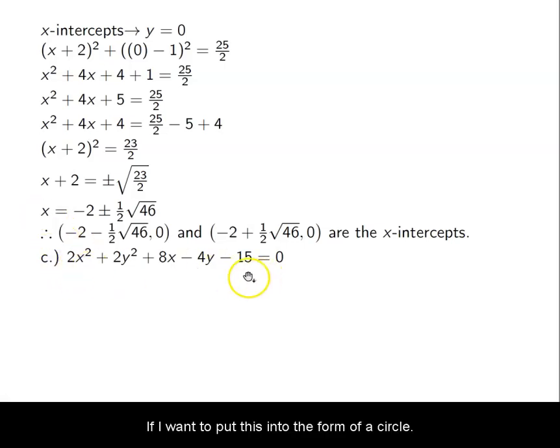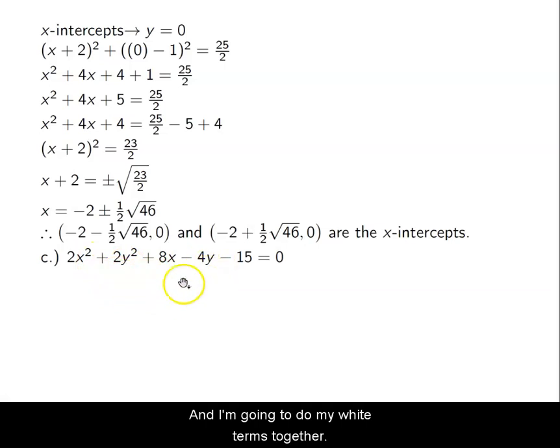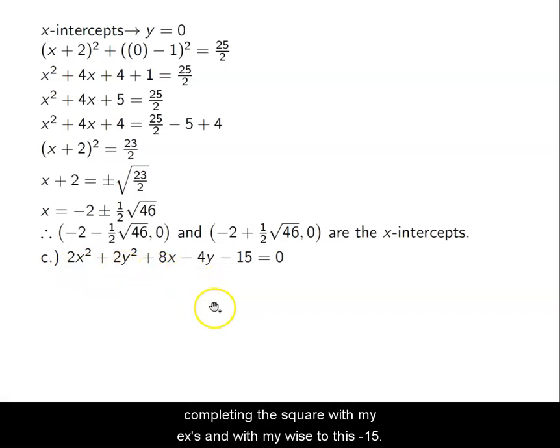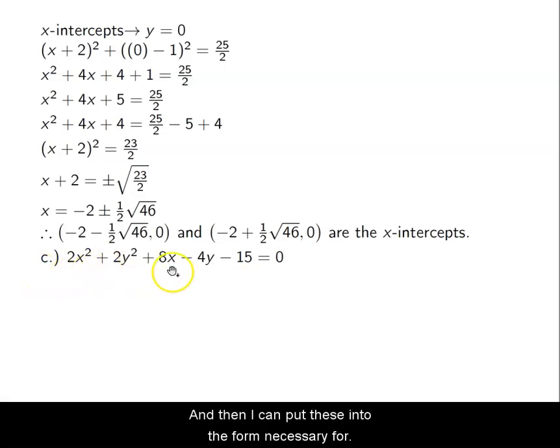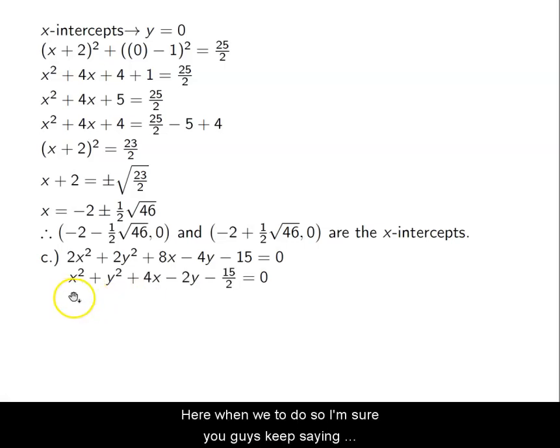So if I want to put this into the form of a circle, I'm going to group my x terms together, and I'm going to group my y terms together and complete the square. Remember, when you complete the square, you add in a constant. So when I combine the constant from completing the square with my x's and with my y's to this negative 15, that'll give me another constant, my radius squared. And then I can put these into the form necessary for a circle.